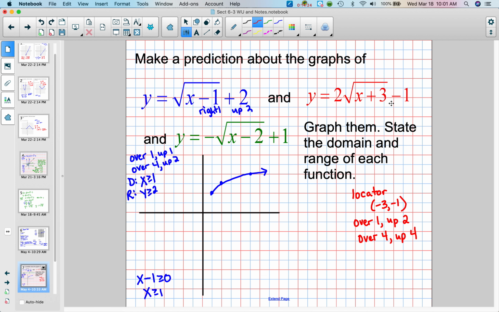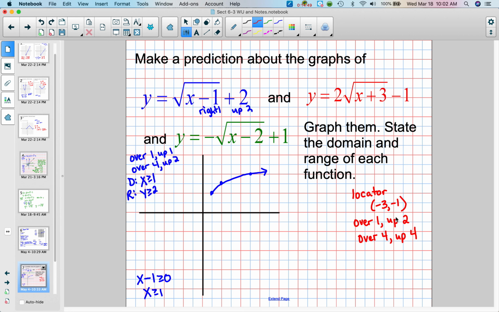All right, so this one, I want you to think about this. If the locator point is -3, -1, so you should be able to get that, then what does this 2 right here do? Remember, it still doubles the ups. It doubles the ups of our parent graph. Now, this over here was like our parent graph, but now we're going to double the ups. And even though I know this wasn't the parent graph, it wasn't stretched or compressed, so the movements were like the parent graph.